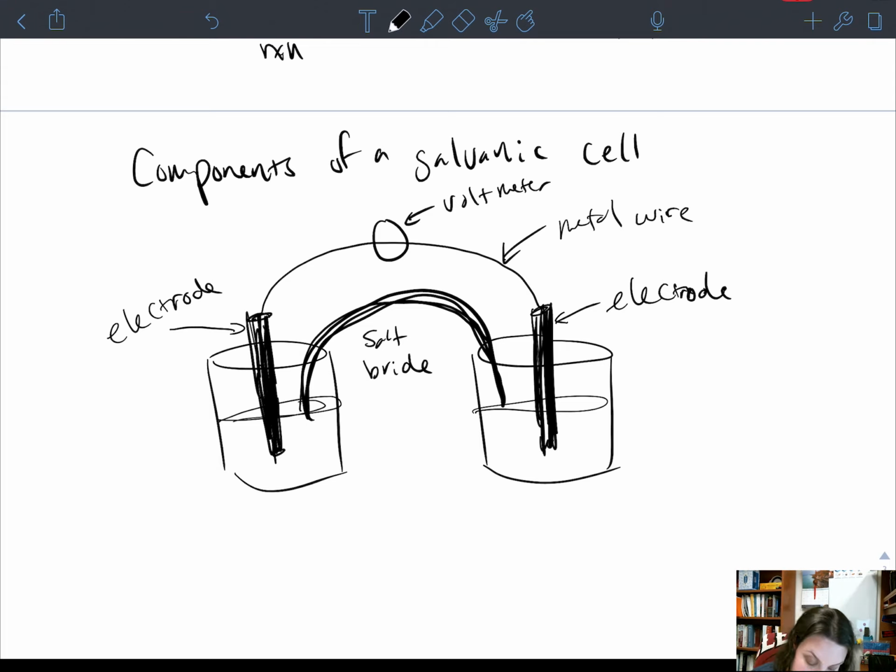So, not the salt bridge, the salt bridge. The cell works by our half reactions occurring, and when those half reactions occur, electrons move from one species to the other. So you're going to have electrons moving, and then you're going to have anions moving as well across the salt bridge to equalize charge. If your electrons are moving, they're going to move from our anode to our cathode, like so.